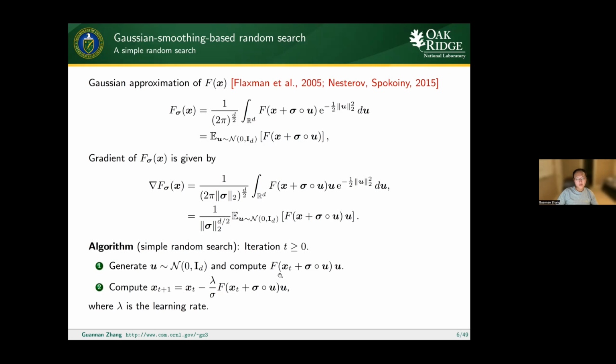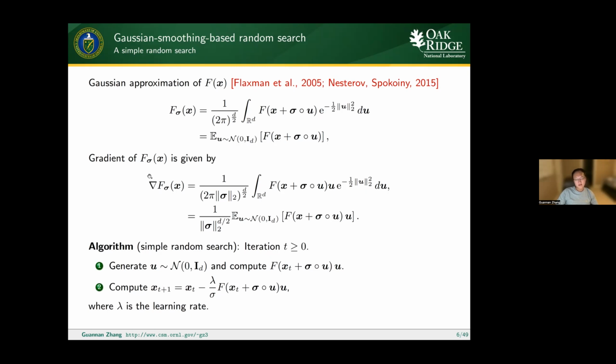Gaussian smoothing means that if the original loss function f of x is not differentiable, or it's very noisy, then we can define a smoothed loss function f sigma by doing a Gaussian convolution. Basically, you convolve the original loss with the Gaussian kernel. Then the smoothed function can be represented by an expectation with respect to a d-dimensional Gaussian distribution. Under this representation, even if the original loss function is not differentiable, the smoothed function is always differentiable.